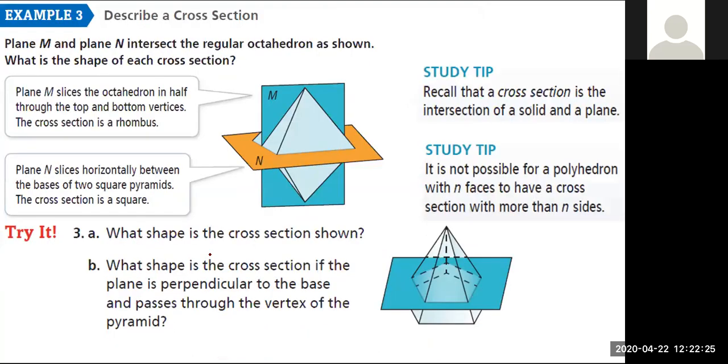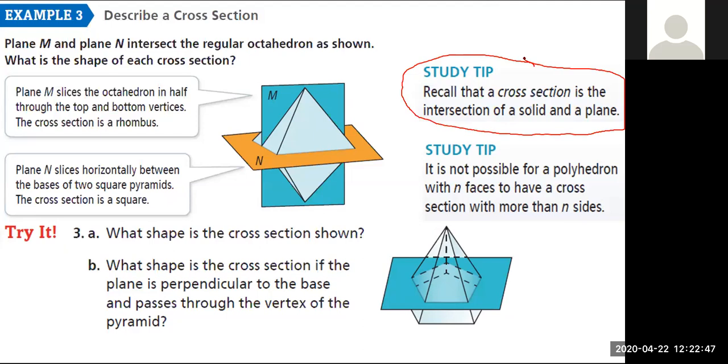Okay, on to the next one. So now we're looking at cross sections, and our book kind of assumes that you remember what a cross section is from a previous math class, but I went ahead and put the study tip over here off to the side that's in our book as well. So a cross section is the intersection of a solid and a plane.